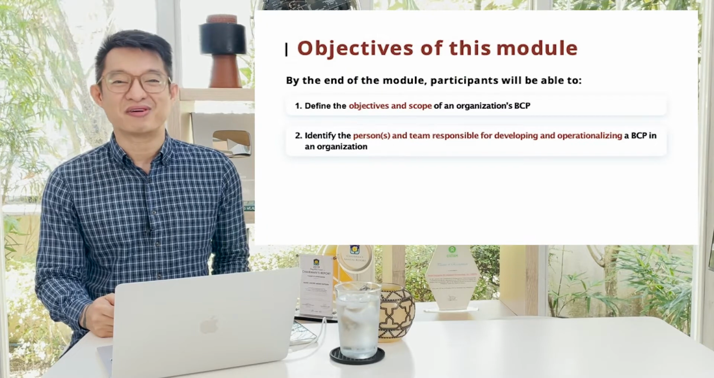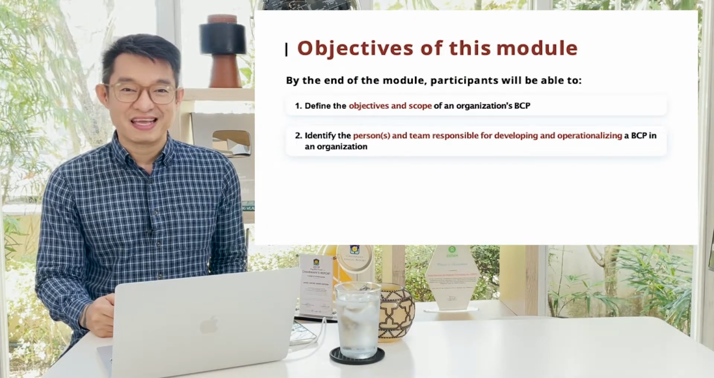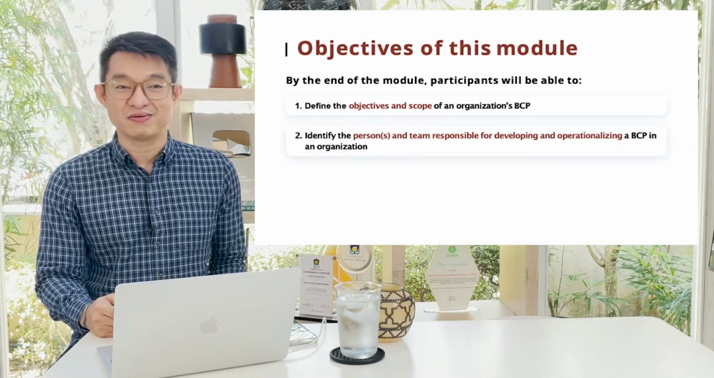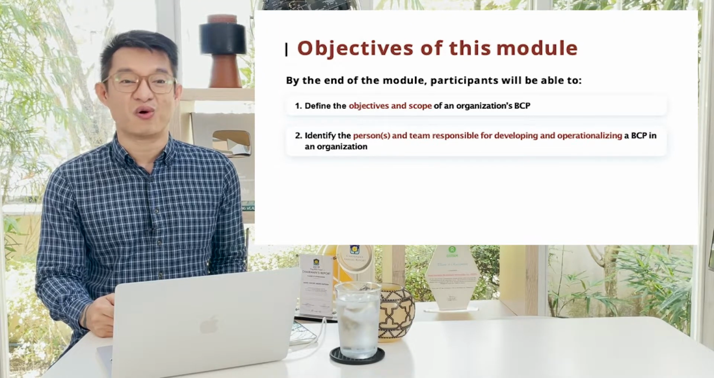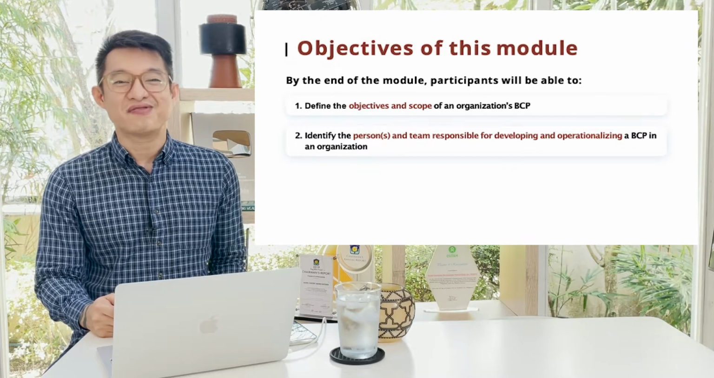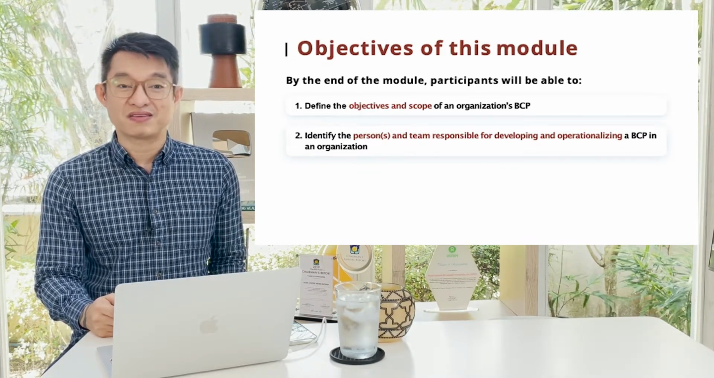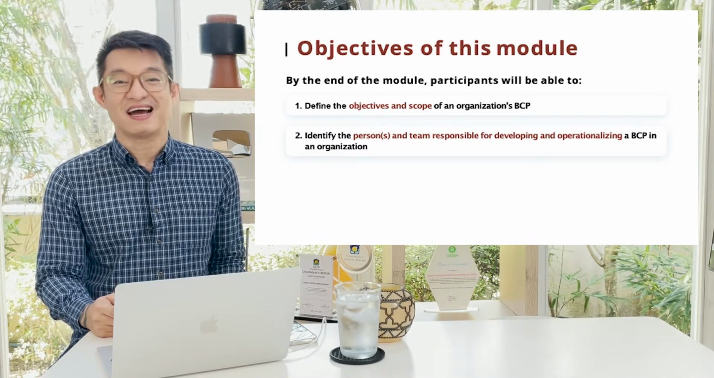Let us now have a quick walkthrough of the main objectives of Module 1. By the end of this session, as participants, you will be able to: 1. Define the objectives and scope of an organization's BCP, and 2. Identify the person or persons and team members responsible for developing and operationalizing a BCP in an organization.